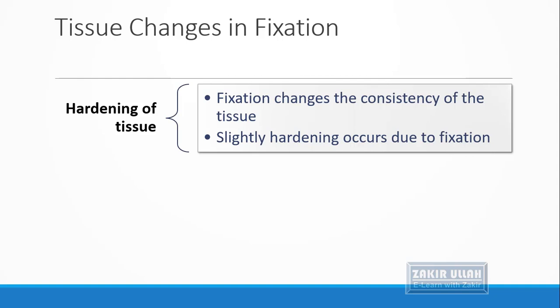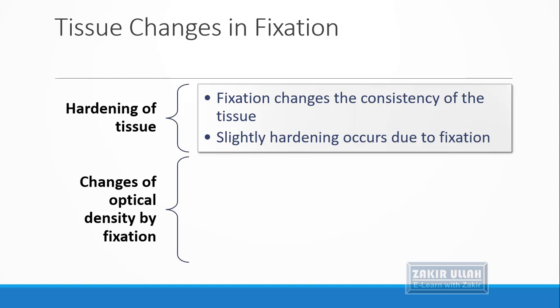As we discussed in the previous slides, one of the properties of an ideal fixative is that it should maintain the structure of the tissue. So for maintaining a structure, this hardening is important, and it helps us later during the process of gross examination and all the processes that come after gross examination. This hardening helps us to take slices from important sites of the biopsy.